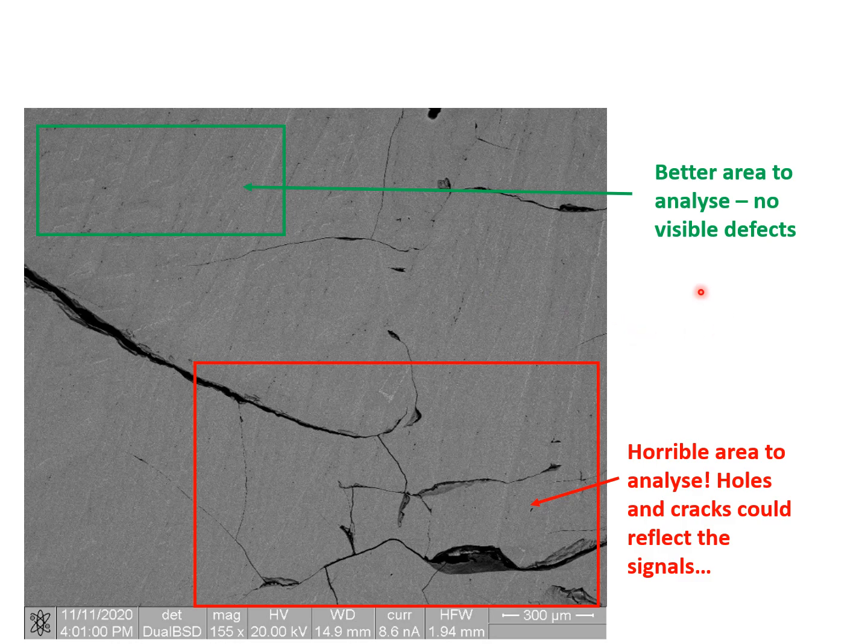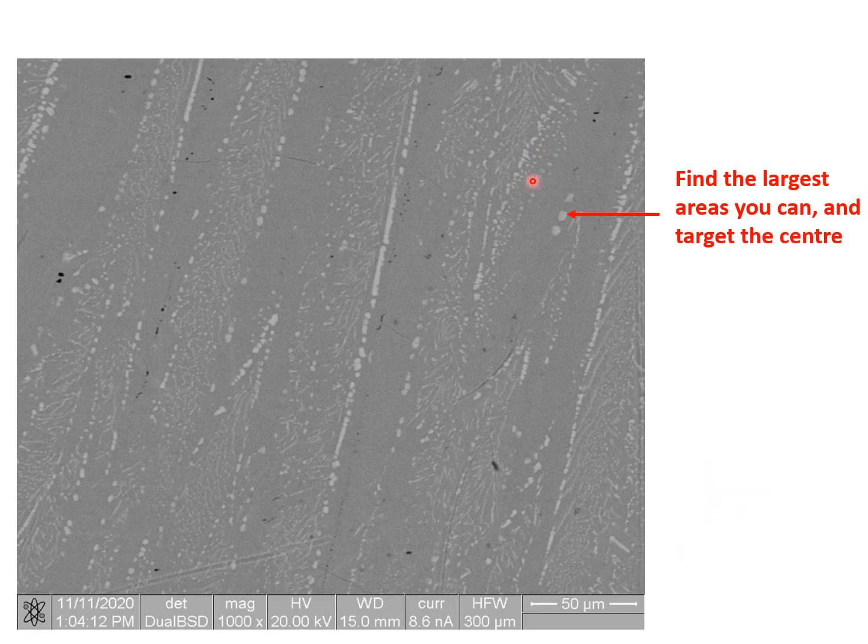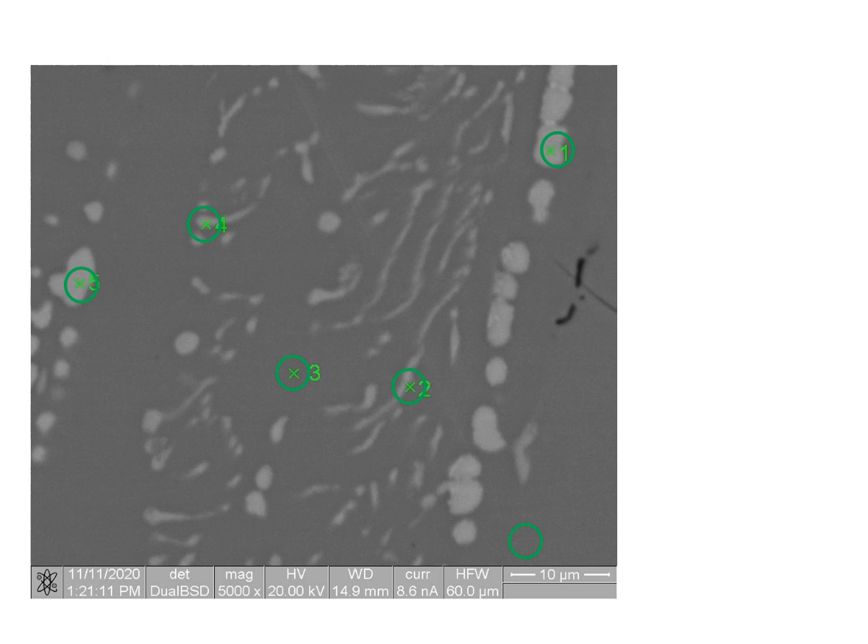If you want to analyze an area to get the overall composition, you look for nice areas like this. Now this is a bit low mag, but it's not too bad. That's 300 microns. What I'm doing is avoiding visible defects like cracks, because that's the same as a hole. This bit is horrible because you've got holes and cracks and don't know what else, and that could reflect the X-rays, and you get an inaccurate answer. So here's a place, and you would look for the largest you could find. It can take a while, you've just got to put up with it.